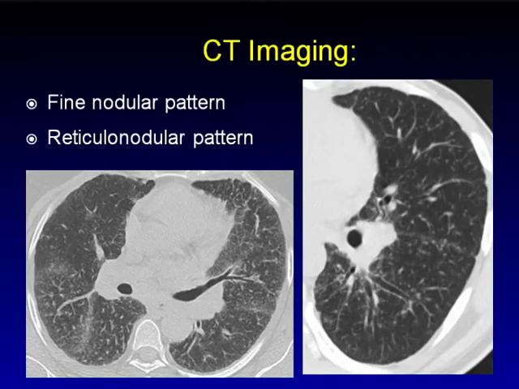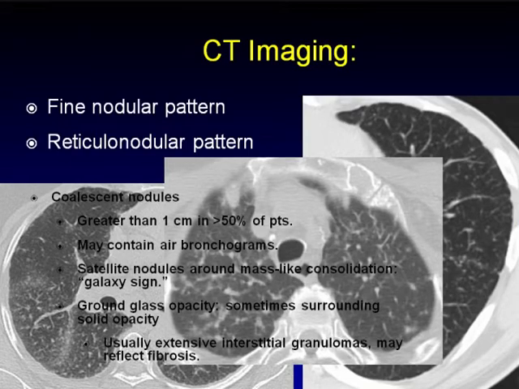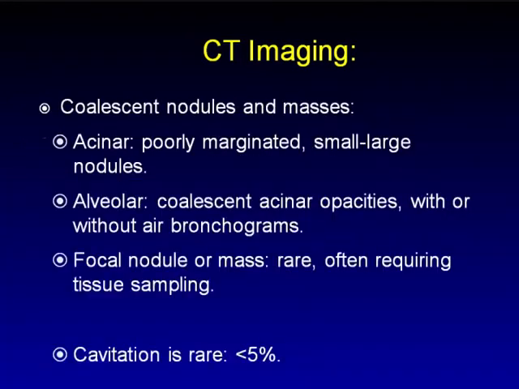So what we've seen so far is a fine nodular pattern or a reticulonodular pattern, but oftentimes these nodular opacities coalesce. So in over 50% of people, they have at least 1 centimeter size coalescent nodules. You may have air bronchograms, or you may not. You can have satellite nodules, which is referred to as the galaxy sign, and you can have ground glass opacity, which is usually related to extensive interstitial granuloma infiltration. So ground glass is usually associated with active disease, but you can also see it with chronic fibrotic disease. It sort of bridges the gap between acute and chronic sarcoid.